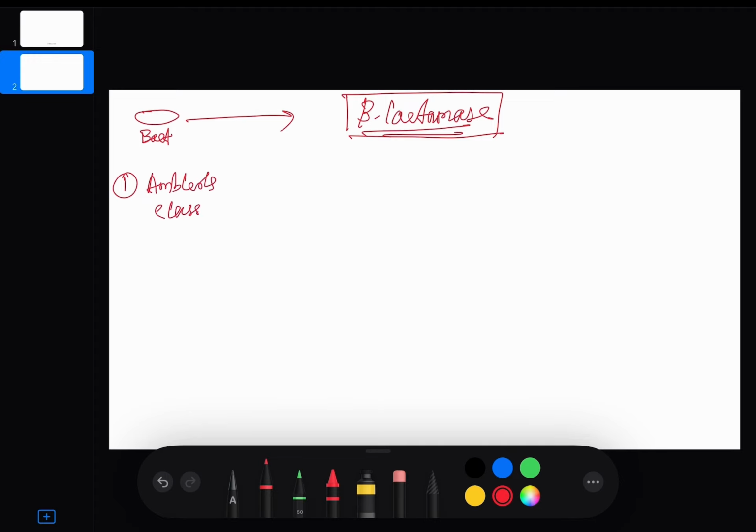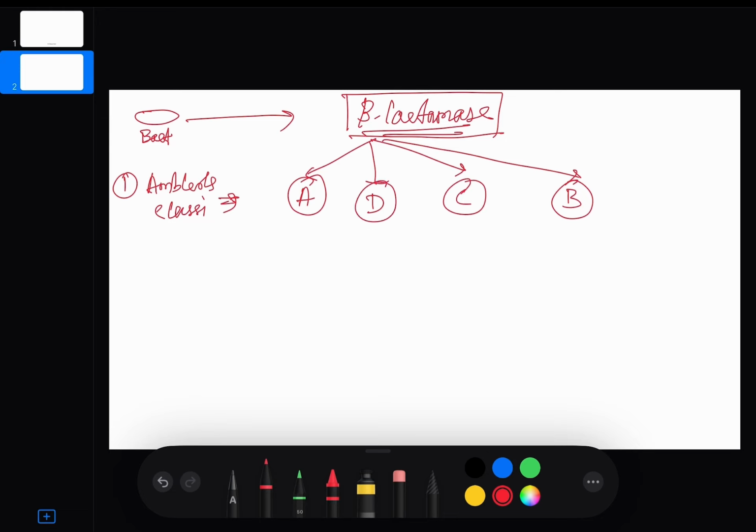This is most important. Pay attention. That is Ambler's classification. It divides the beta lactamase into 4 subgroups: A, B, C and D. Ambler's A, Ambler's B, Ambler's C and Ambler's D. Ambler's A is also known as extended spectrum beta lactamase.